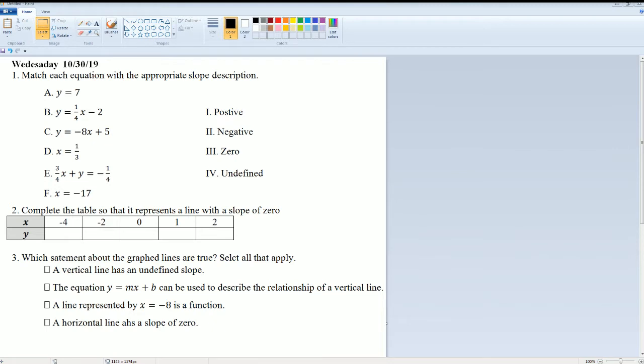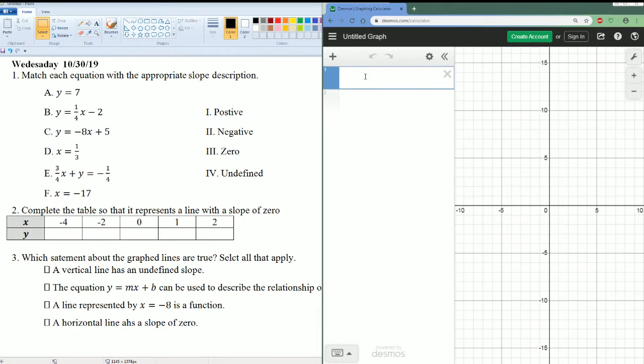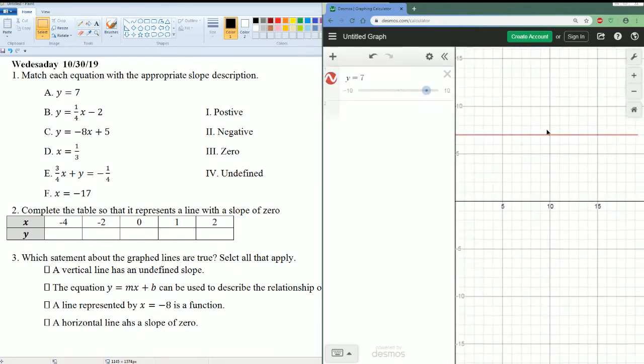Number one, match each equation with the appropriate slope description. Okay, A through F. We have all these. Very simple. Let's just graph it. I'm going to pull up Desmos right there and graph the first one. Y equals 7. Oh, that looks like it is a straight line.